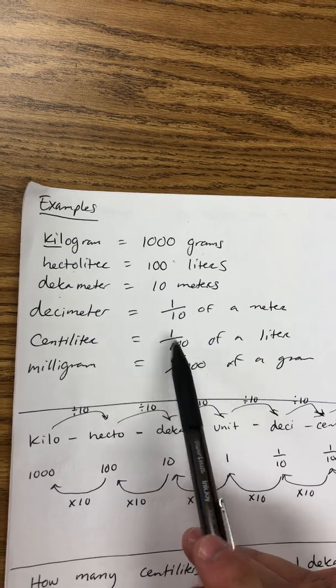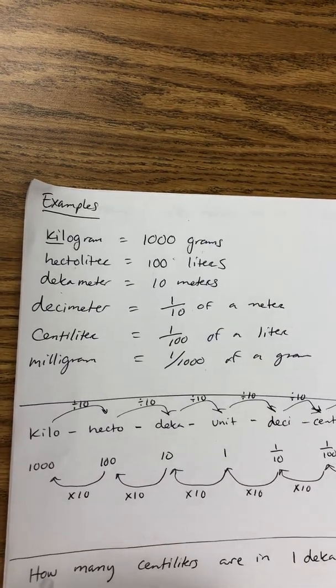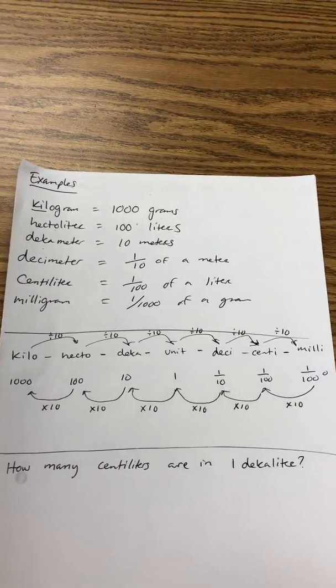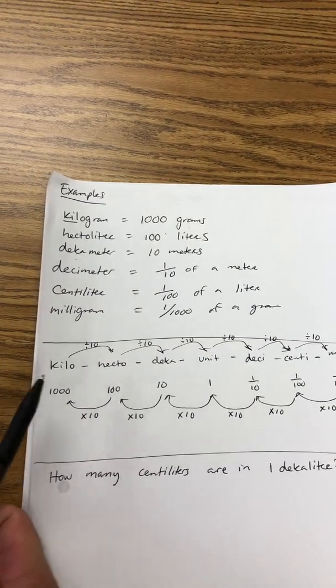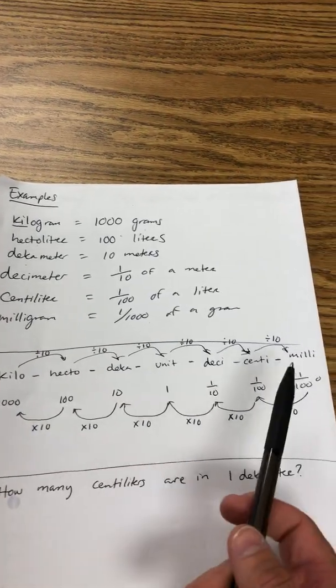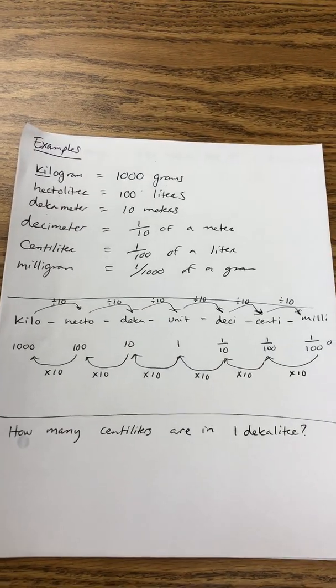Centi means 100th, milli means 1,000th, okay? So this is the chart that has them all in order, from the biggest to the smallest. So kilo's the biggest, milli's the smallest. And we're going to talk about how we can get there.